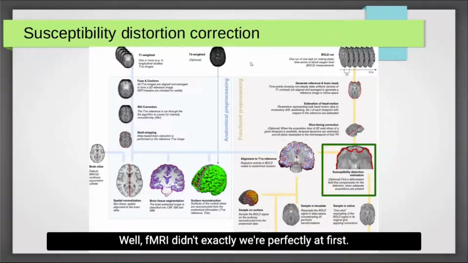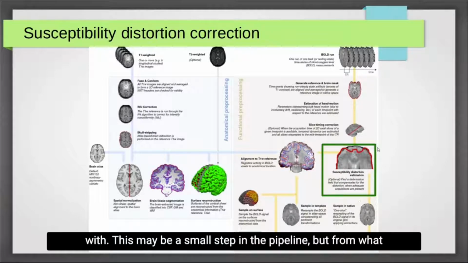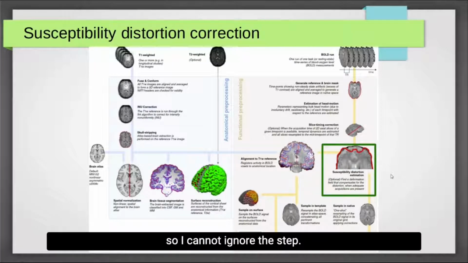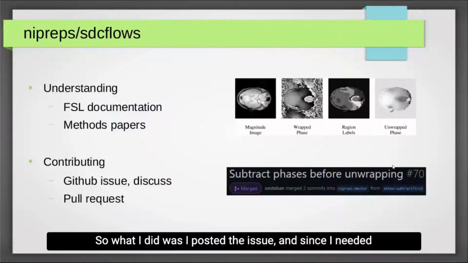Well, fMRIPrep didn't exactly work perfectly at first. fMRIPrep had some issues with susceptibility distortion correction, or SDC, for the type of dataset that I was working with. This may be a small step in the pipeline, but from what I could tell, more and more papers consider SDC a necessity, so I cannot ignore this step.